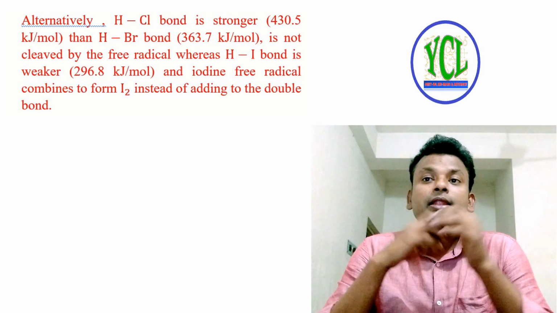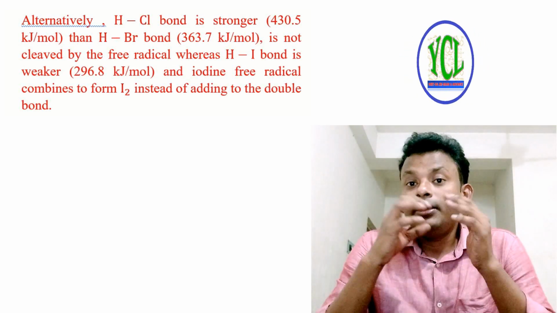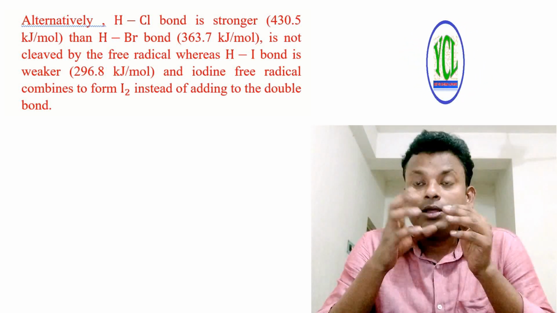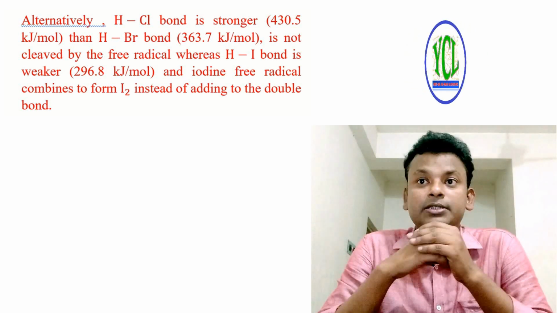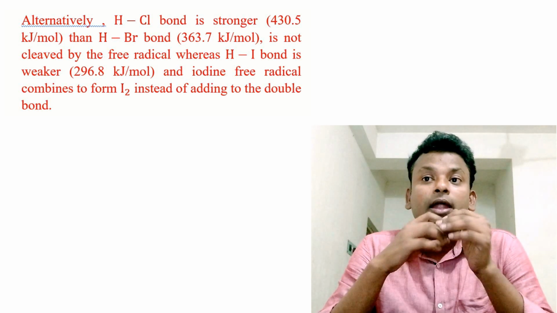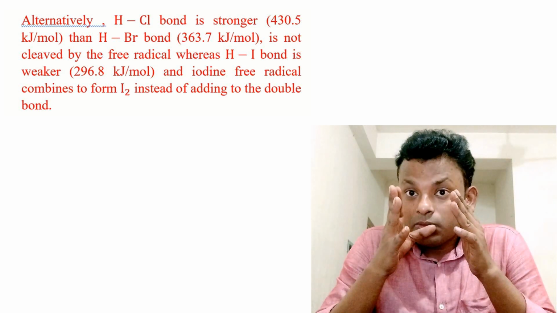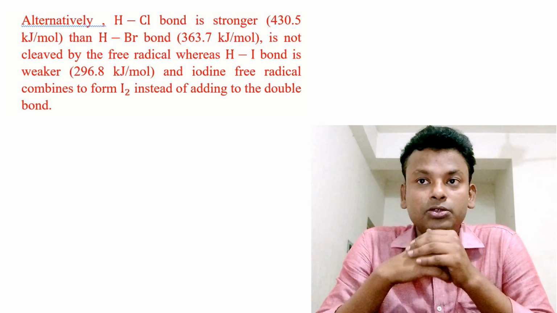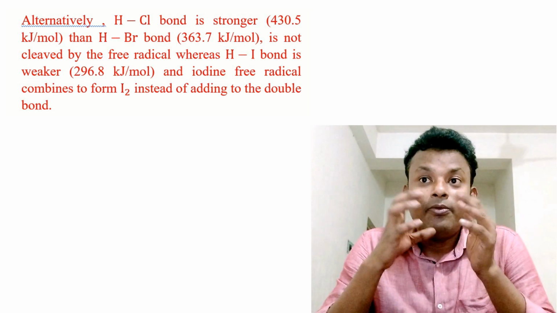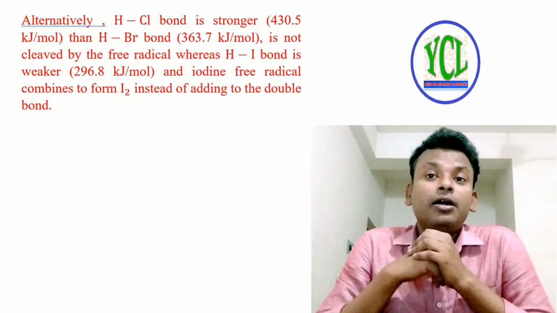Alternatively, the HCl bond is stronger, that is 430.5 kJ per mole, and the HBr bond, that is 363.7 kJ per mole, is cleaved by the free radical, whereas the HI bond is weaker, that is 296.8 kJ per mole, but iodine free radicals combine to form I2 instead of adding to the double bond.